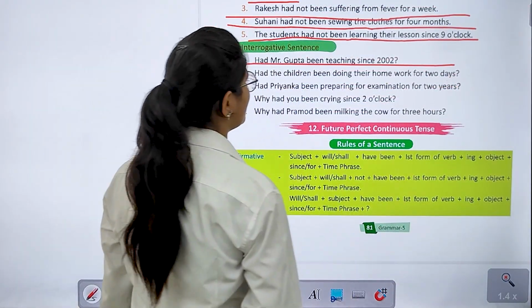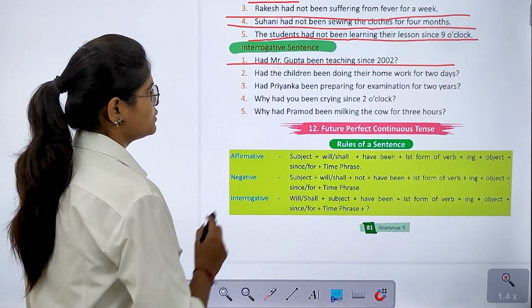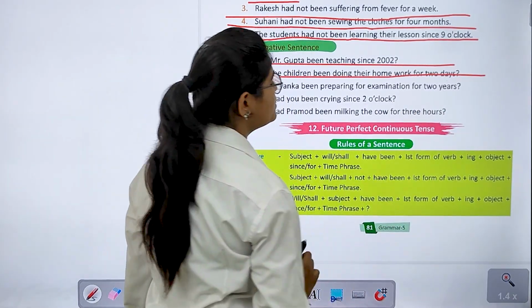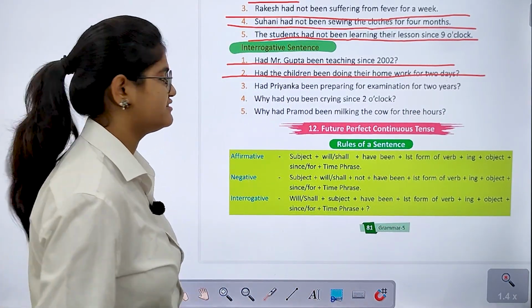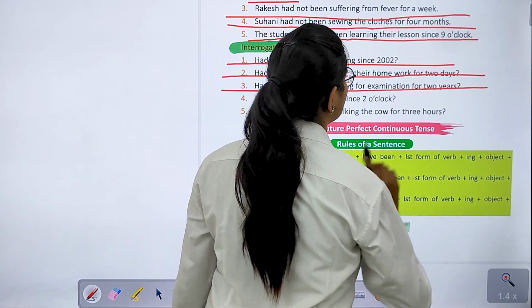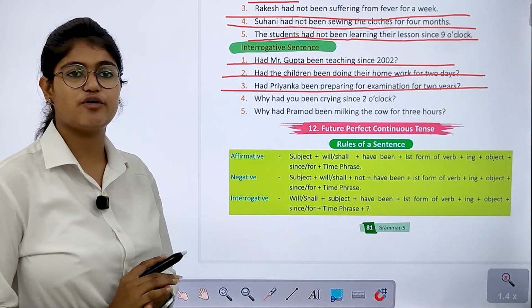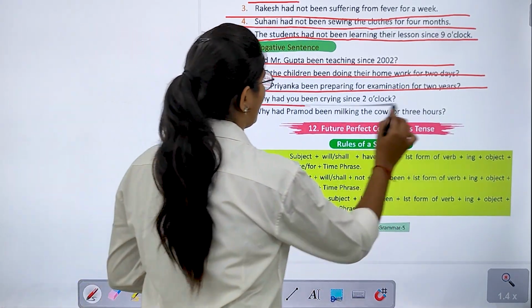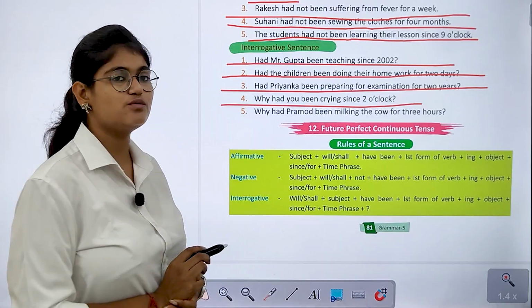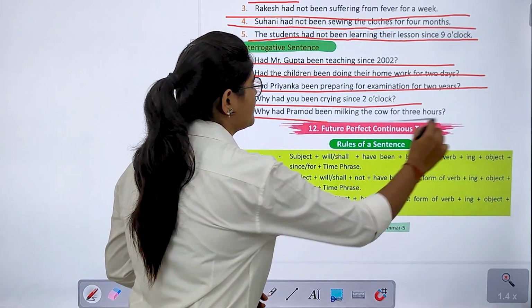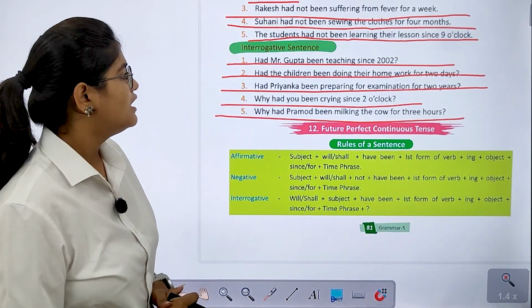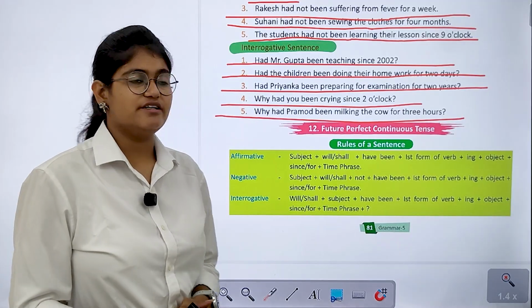Had Mr. Gupta been teaching since 2002? Had the children been doing their homework for 2 days? Had Priyanka been preparing for examination for 2 years? Why had you been crying since 2 o'clock? Why had Pramod been milking the cow for 3 hours?